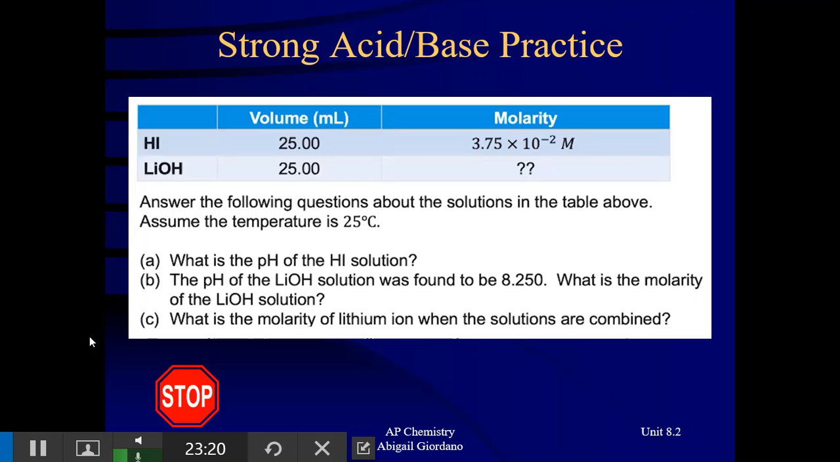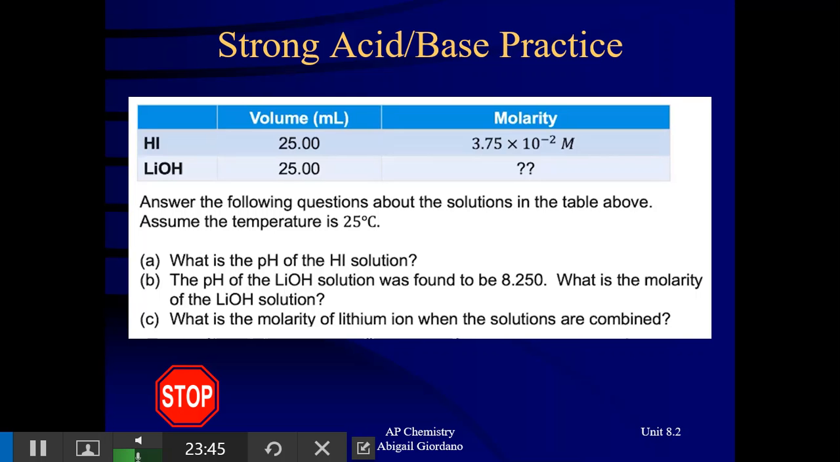Okay, so let's look at the situation here. We've got an acid, HI, one of our strong ones. They give us a volume, they give us a molarity. We're given LiOH, one of our strong bases. We're given the volume, but we don't know the molarity. And part A says, what is the pH of the HI solution?